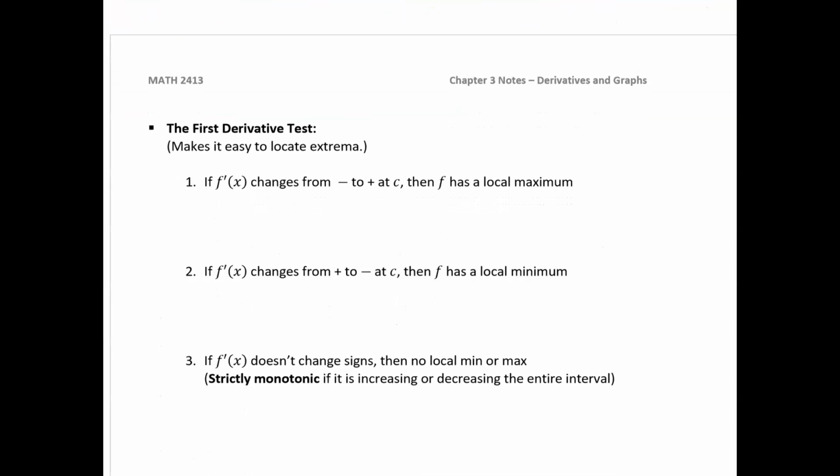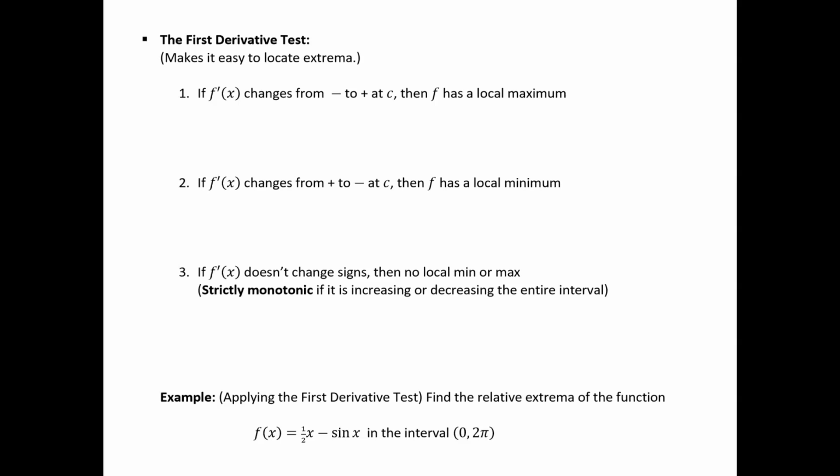And this leads us into something called the first derivative test. Now, the first derivative test is really nice. It makes it easy to locate extrema. You know, we don't have to draw a table. We don't have to look at a graph. And so as we're looking at this first derivative test, we can identify some things. It says, if f prime of x changes from a negative to a positive at c, and remember the slope negative means going downward, and then positive going upward, then f has a local maximum because you went decreasing to increasing, so that c value, or that critical number, is a local maximum.